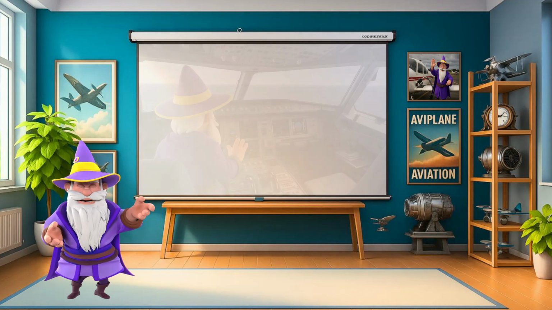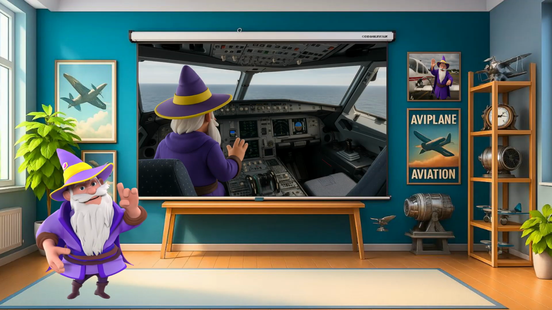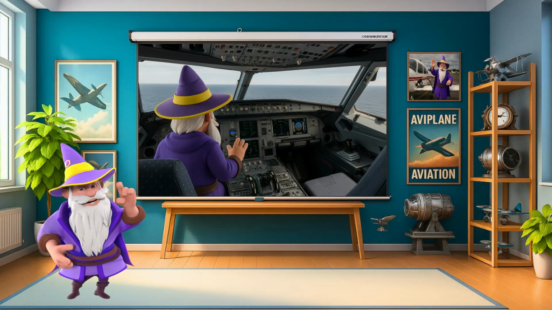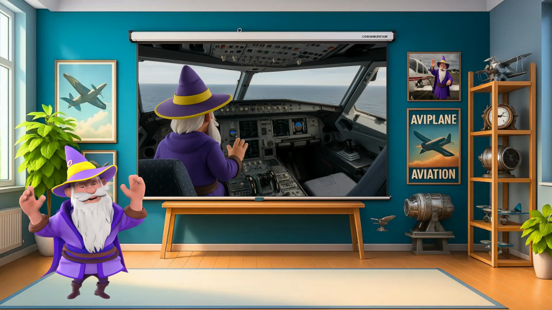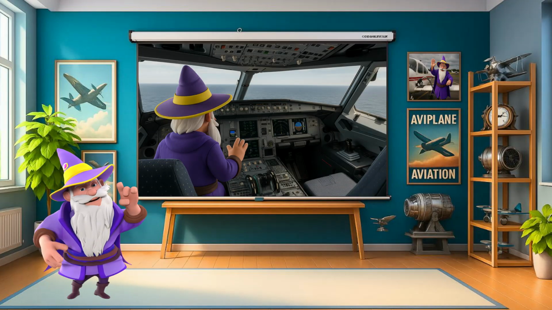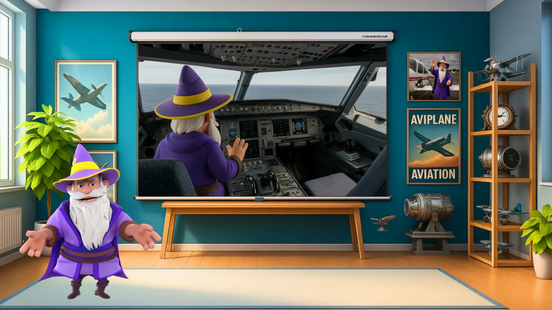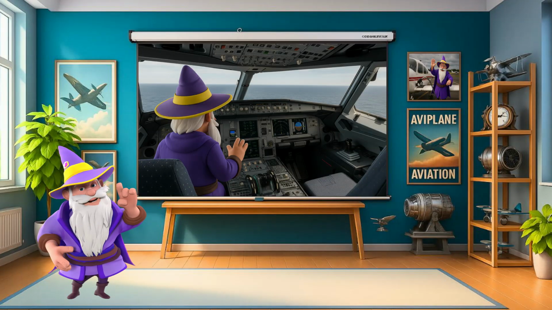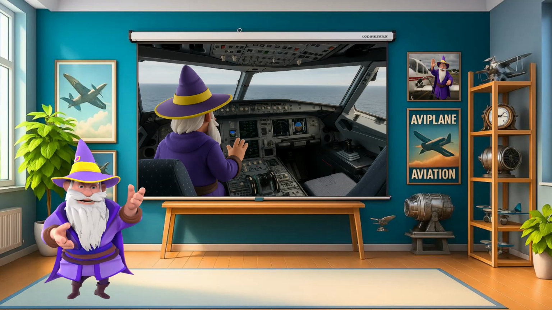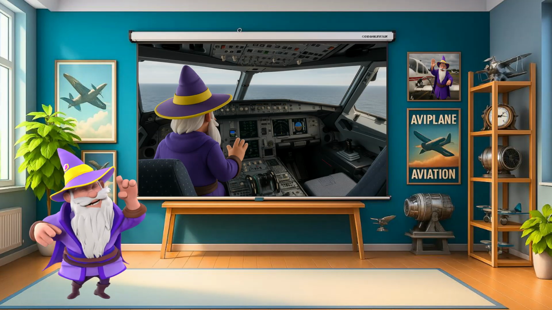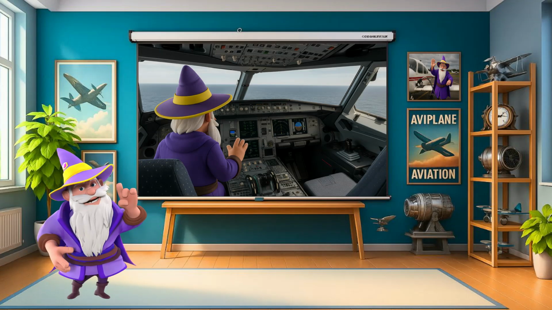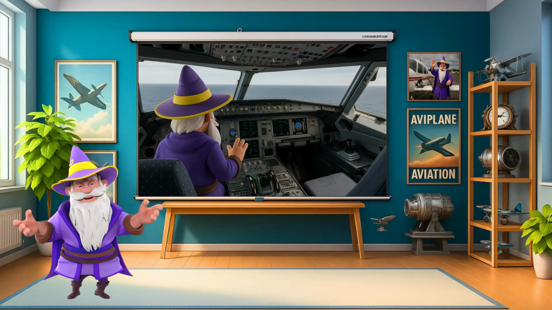And finally, we have the discretionary fuel. Fuel at the sole discretion of the commander. The commander's discretion over the amount of fuel to be carried is independent and cannot be encouraged or discouraged. This means that the pilot in command has the authority to decide on carrying additional fuel beyond the planned requirements, based on their judgment and experience. This fuel is intended to provide an extra safety buffer for unforeseen circumstances that may arise during the flight.